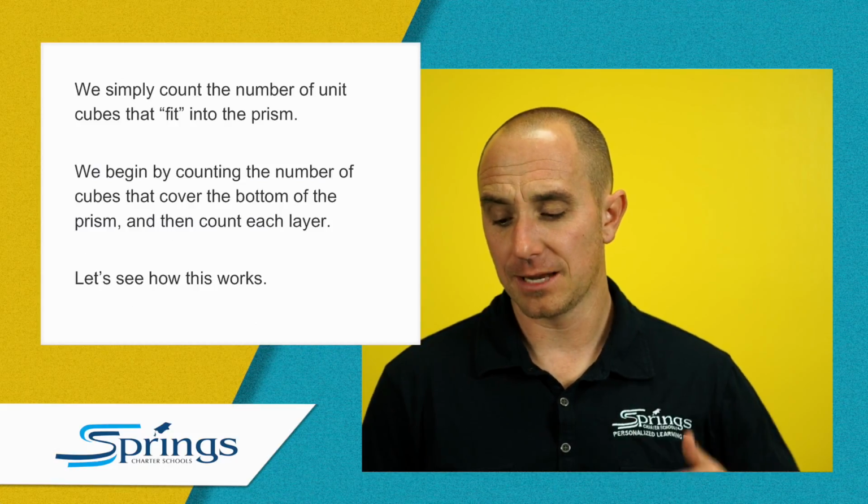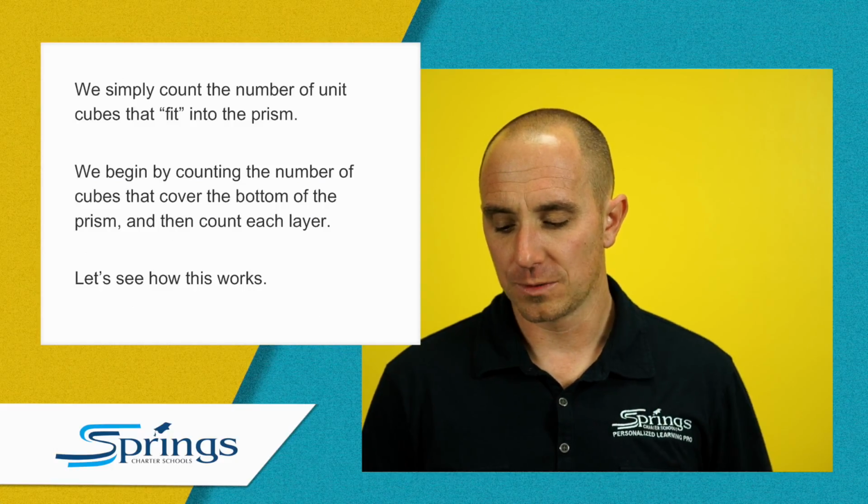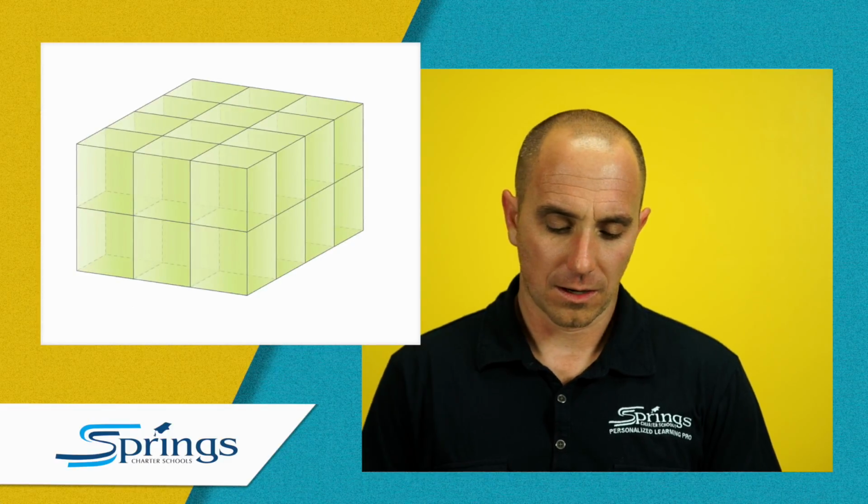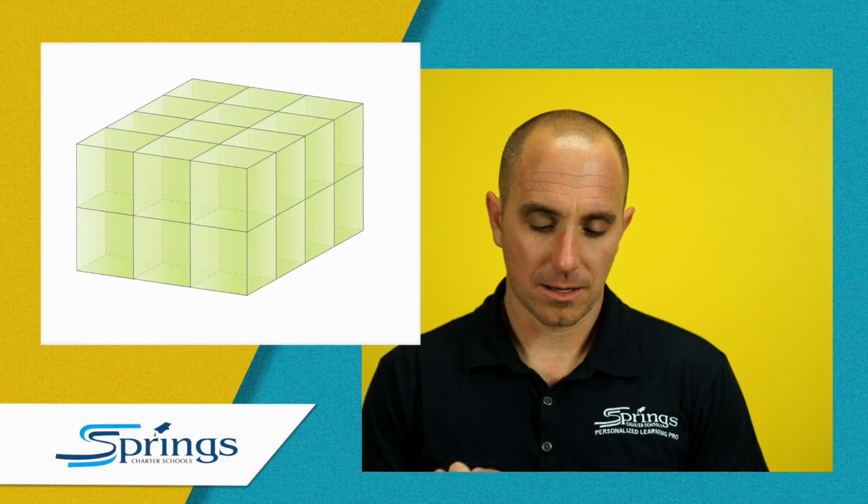So we begin by counting the number of cubes that cover the bottom of the prism and then count each layer. Let's see how this works. So you see here, this one's not that hard in terms of how big it is. If we were to think about it, we have 1, 2, 3, 4, 5, 6. Okay, so if we're counting 6, and then how many rows? We have 1, 2, 3, 4. Well, if we have 4 rows of 6, 4 times 6.